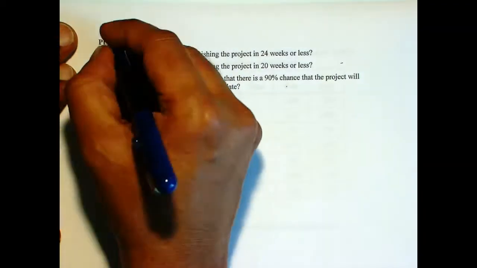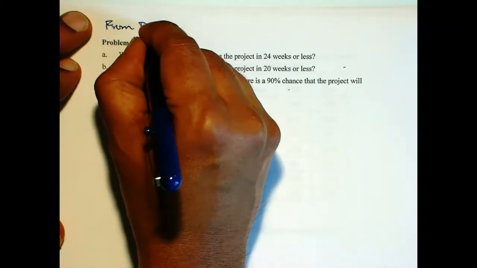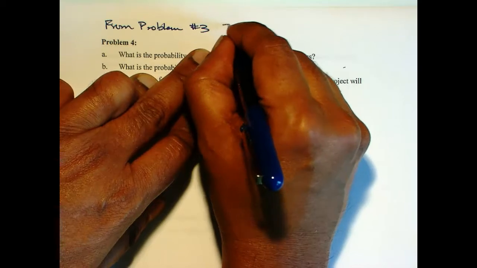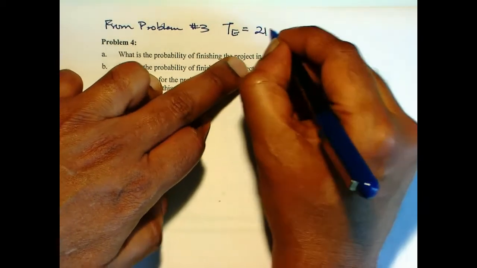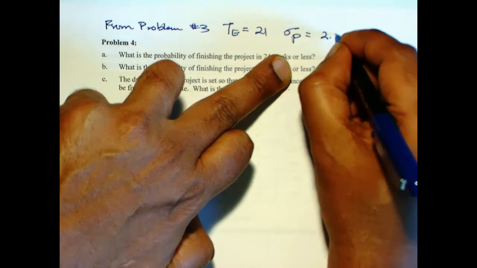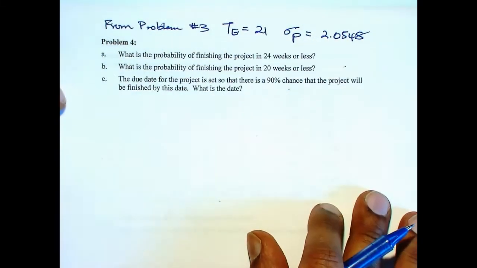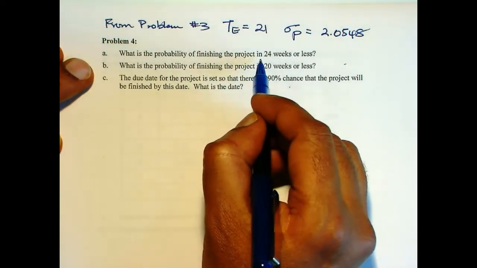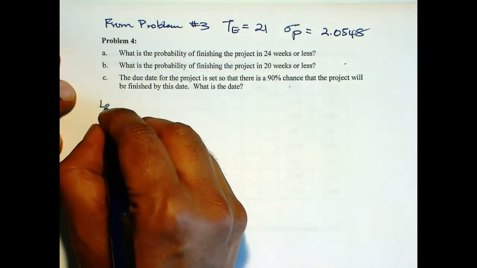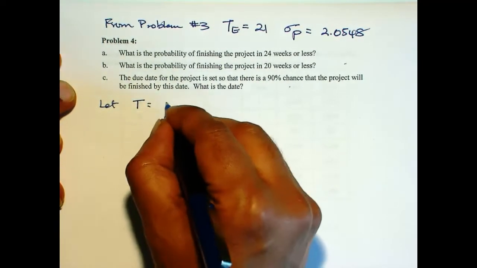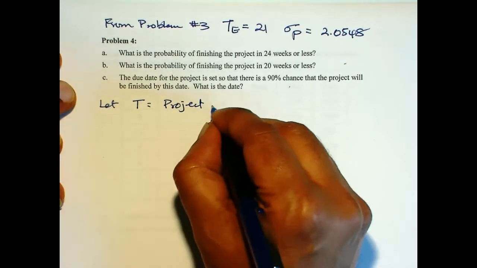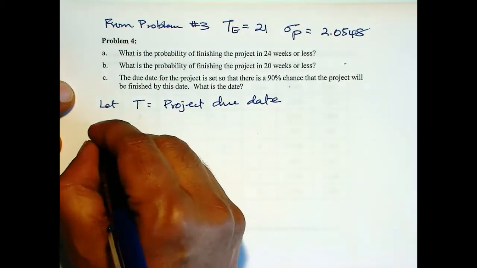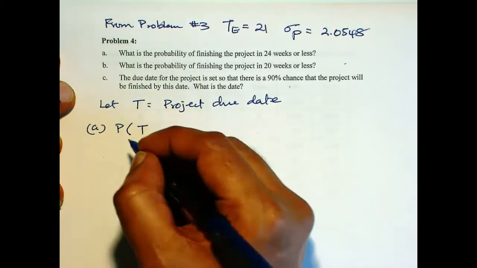From problem number 3, previous video, we know that T sub E is 21 and sigma sub P is 2.0548. Now we want to find the probability. What is the probability of finishing the project in 24 weeks? So let's say we'll call T the project due date. Okay, so what we want here is T less than or equal to 24.